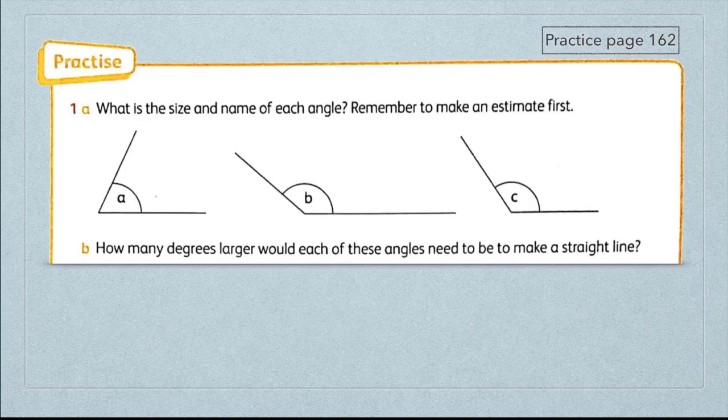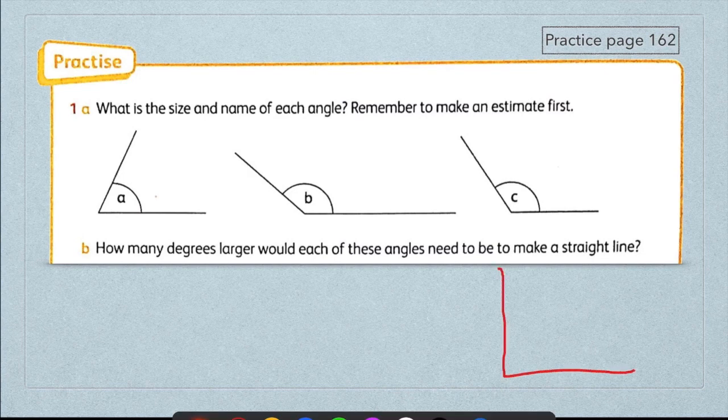Page 162, practice question 1. What is the size and name of each angle? Remember to make an estimate first. Our right angle in mathematics looks something like this. According to what I have here about angle A, it looks a little bit smaller than my right angle. And as you could remember, any angle which is less than 90 degrees is called an acute angle.